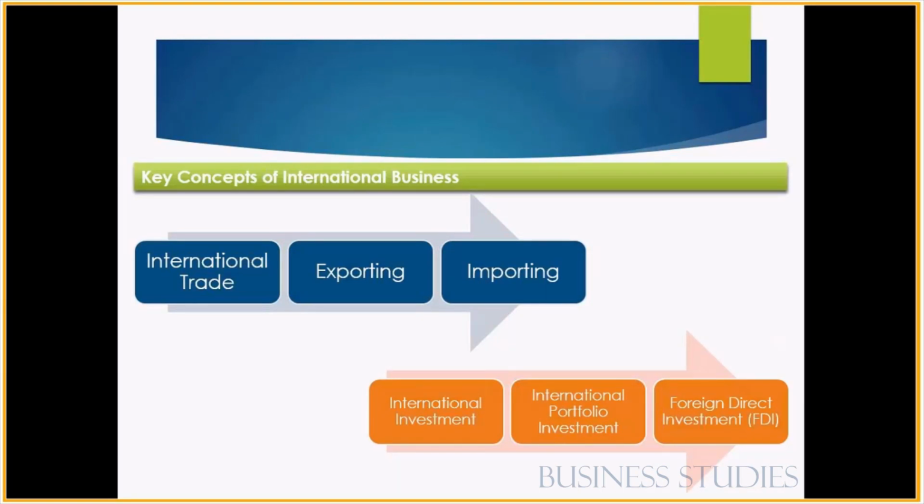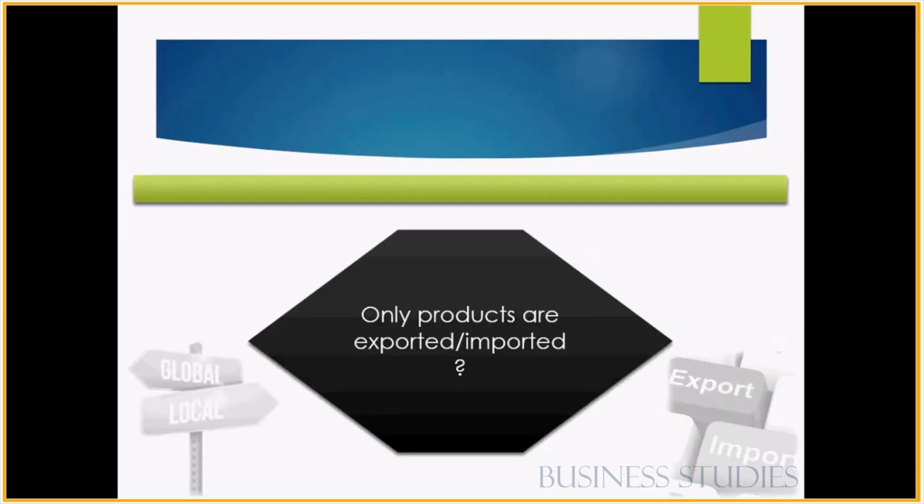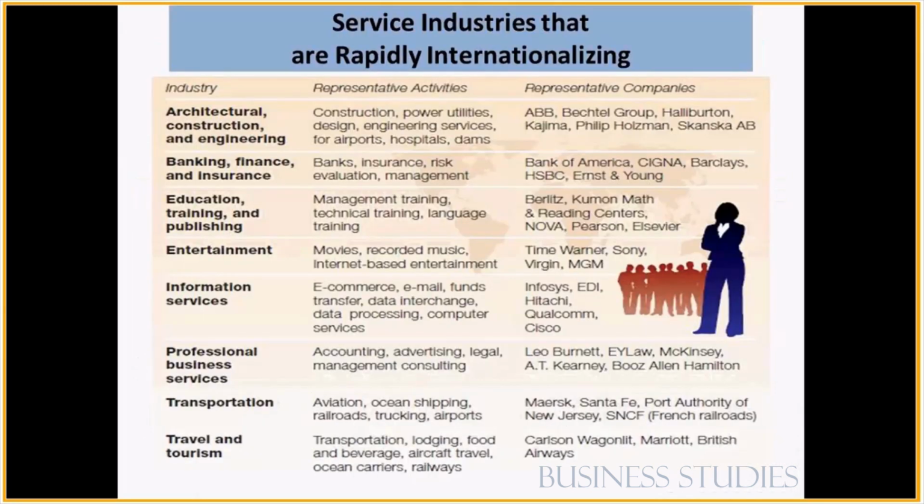Okay, now the most important question that comes to our mind is, are only products being exported or imported? That's wrong. Services are the next thing that are being imported or exported. For example, architectural and construction services are the very first thing that are being exported or imported. For example, Skidmore, Owings and Merrill gave their architectural services for the Burj Khalifa.